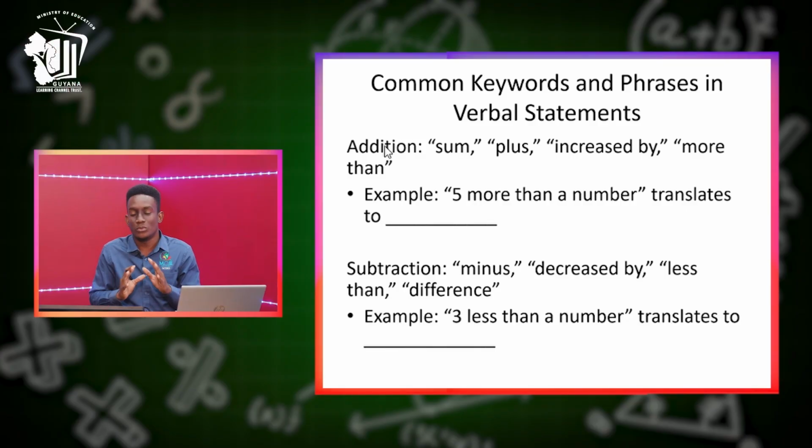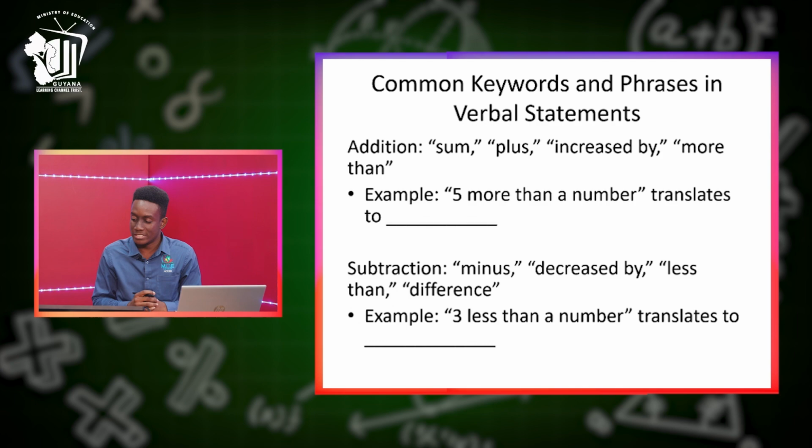Addition will be described using words such as sum, plus, increased by, more than. For example, a statement will say 5 more than a number. We don't know what that number is, so we can say x, and 5 more than x would be x plus 5.